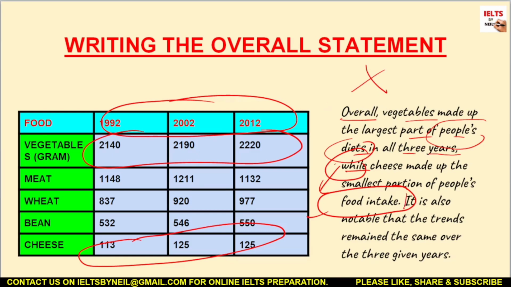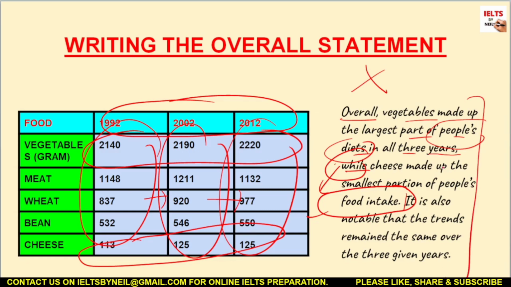The next statement is, it is also notable that the trends remain the same over the 3 given years. Trend means these values increase in the next year and increase again in the next 10 years. So this is the trend, remaining the same over the given years. Now if you have a look at this overall statement, I have not written any value, and I have written 2 statements. So this makes a good overall statement. The overall statement is just the overview of whatever diagram or data is given. It's not the details. Details we have to give in the body paragraphs.